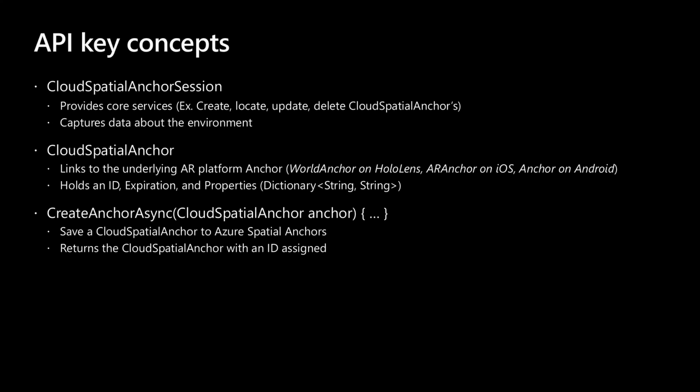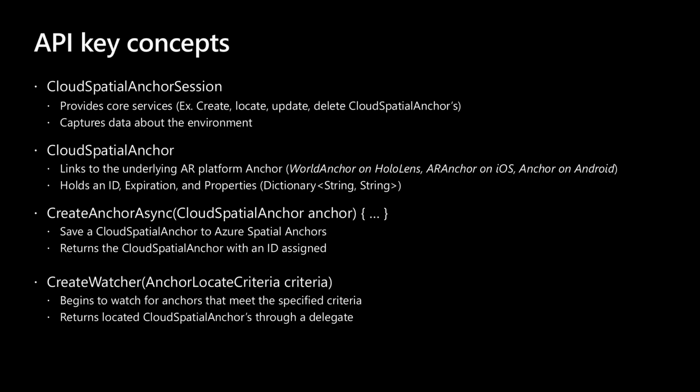When you're ready to locate anchors, we're going to use the concept of a watcher. A watcher is something that looks for anchors that meet the specified criteria. And I promise I'll tell you what criteria are in a second. But when they find anchors that meet the specified criteria, you'll get back those objects through a delegate or a callback.